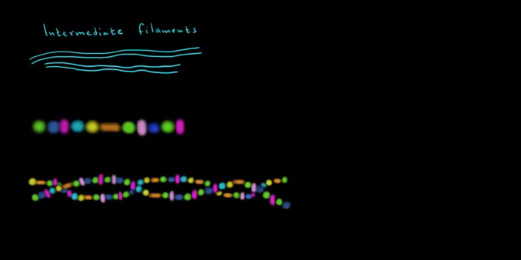Let's move on to intermediate filaments. Intermediate filaments, in contrast to microtubules and microfilaments, are made up of many different types of proteins that are strung together into polymers. Then these polymers twist together to make the intermediate filaments. Intermediate filaments are different than microtubules and microfilaments in that they're pretty much permanent.